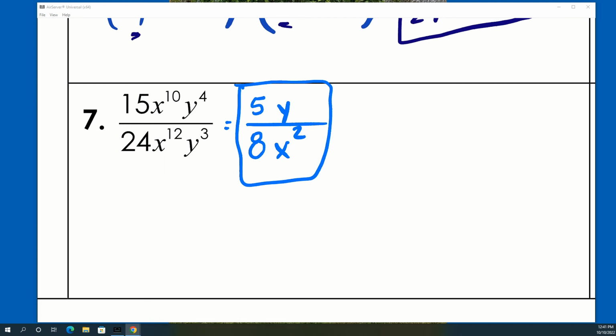15 and 24 reduced by 3. I just reduced the fraction by 3. If you don't want to do that in your hand, you can type it in like a fraction and the calculator will reduce it for you.